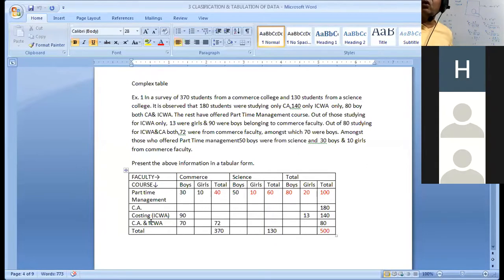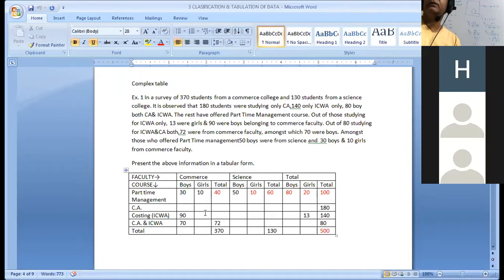So here what I have taken is course. Then here faculty, commerce and science. Then this commerce and science I have divided into boys and girls and total. Then again the total of boys and total of girls for each, and then finally the grand total. Suppose a question is how many students are doing part-time management; then I can say that 100 students are doing it. But out of that, how many were boys? How many boys are doing part-time? So 80. That way we can find it out. So it becomes easy if it is in tabular form.